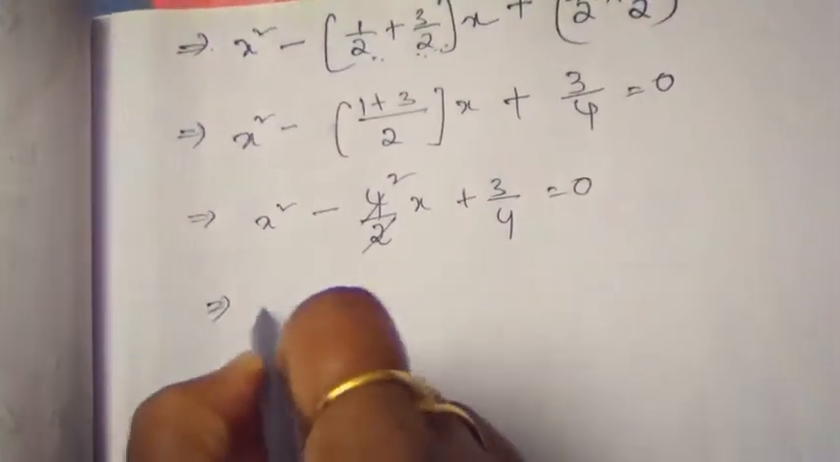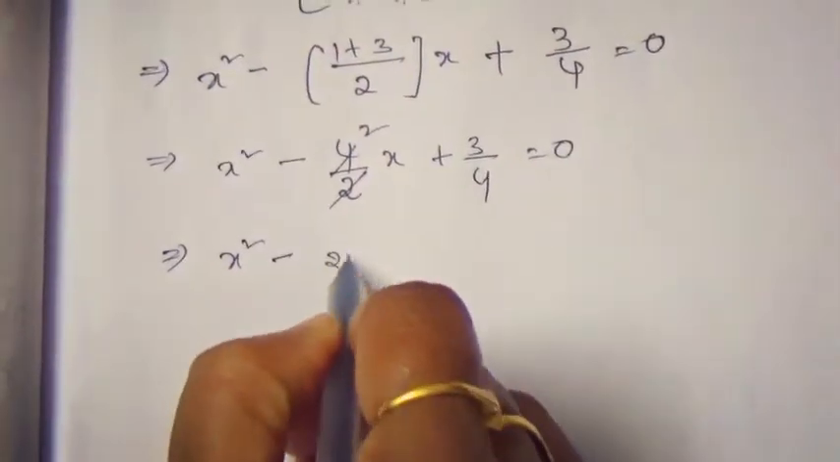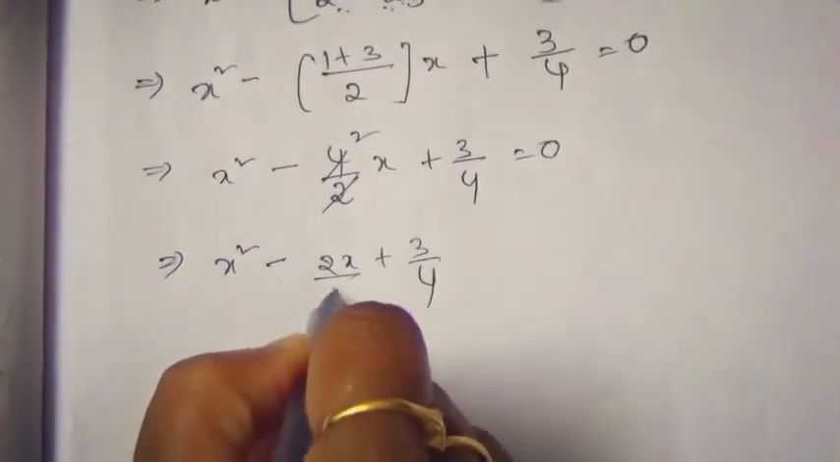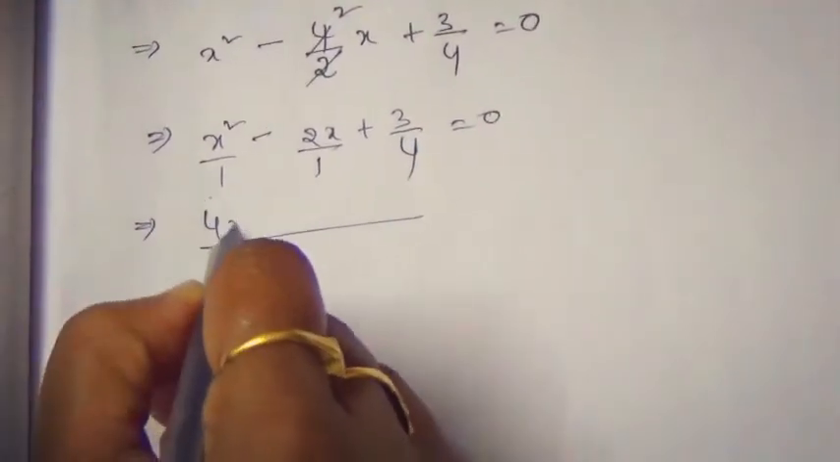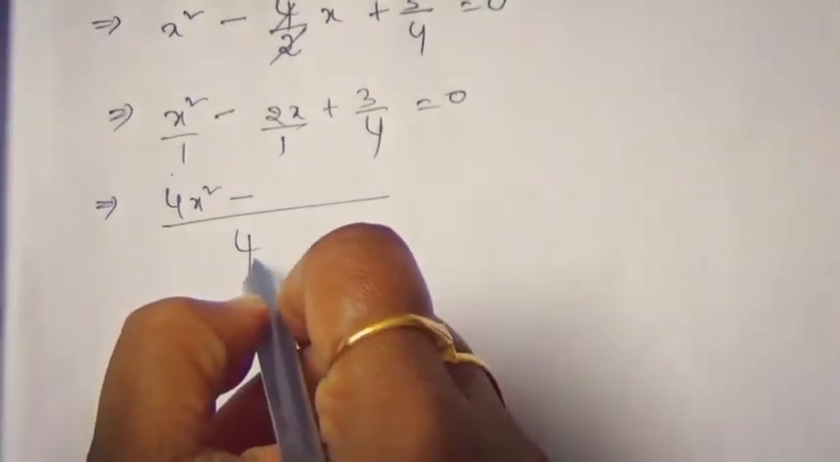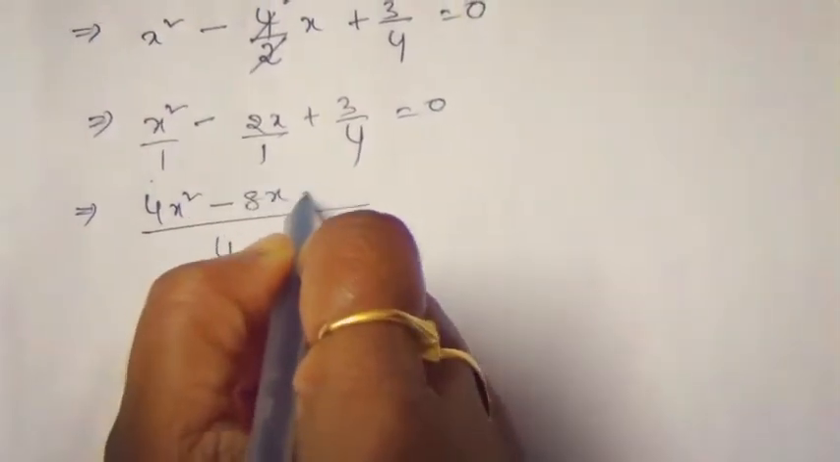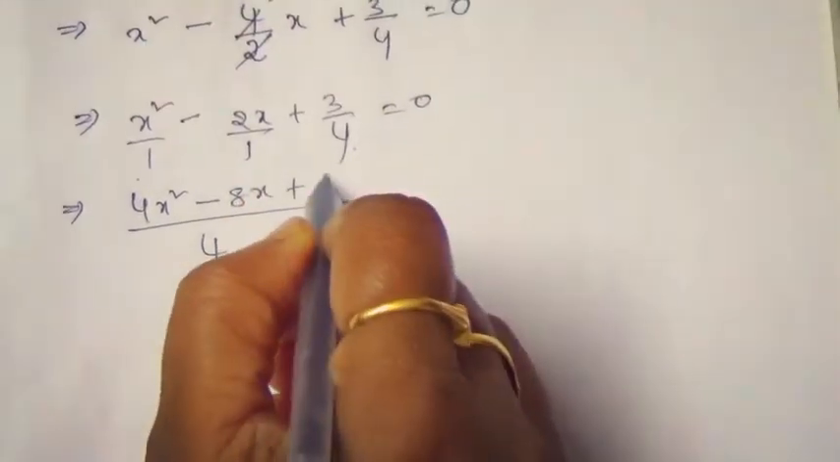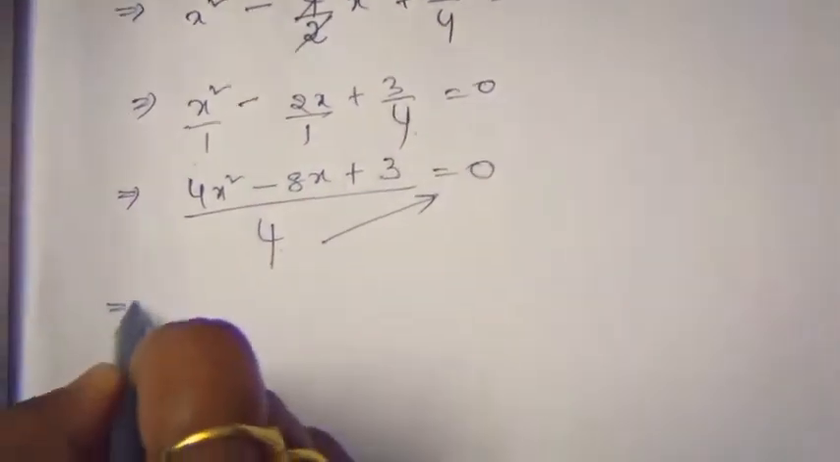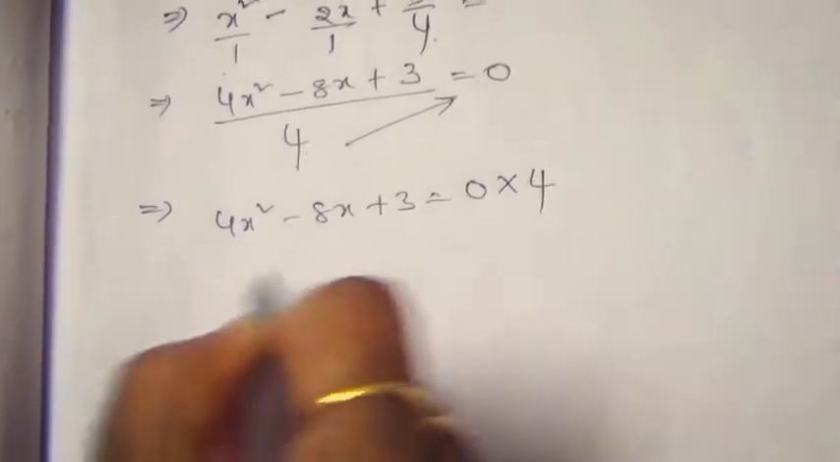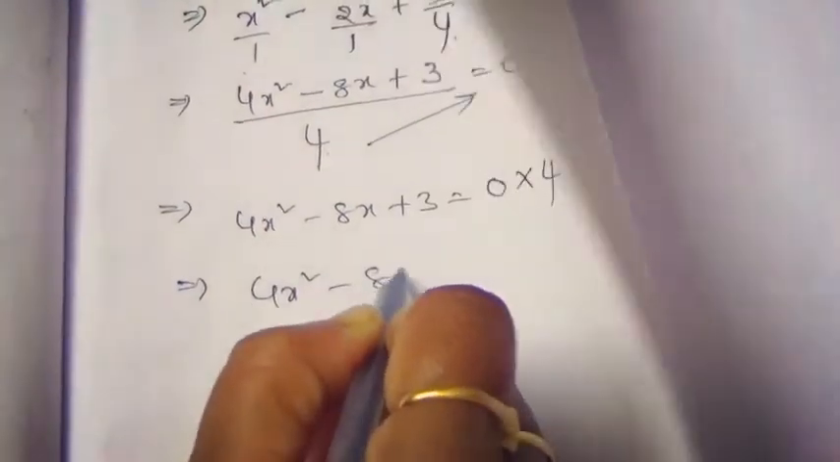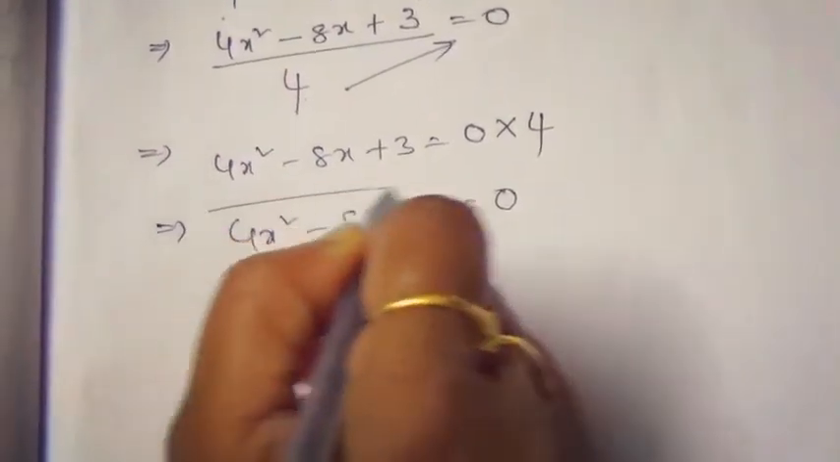2 times. That is x square minus 2x plus 3 by 4. Do LCM for this 4. So 4x square minus, 1 times 4 times 2 is 8x, plus in 4 times 1 times 1 times 3 is 3, that is equal to 0. 4x square minus 8x plus 3 is equal to 0 into 4, that is equal to 4x square minus 8x plus 3 is equal to 0. Okay, here we finished this third sum also.